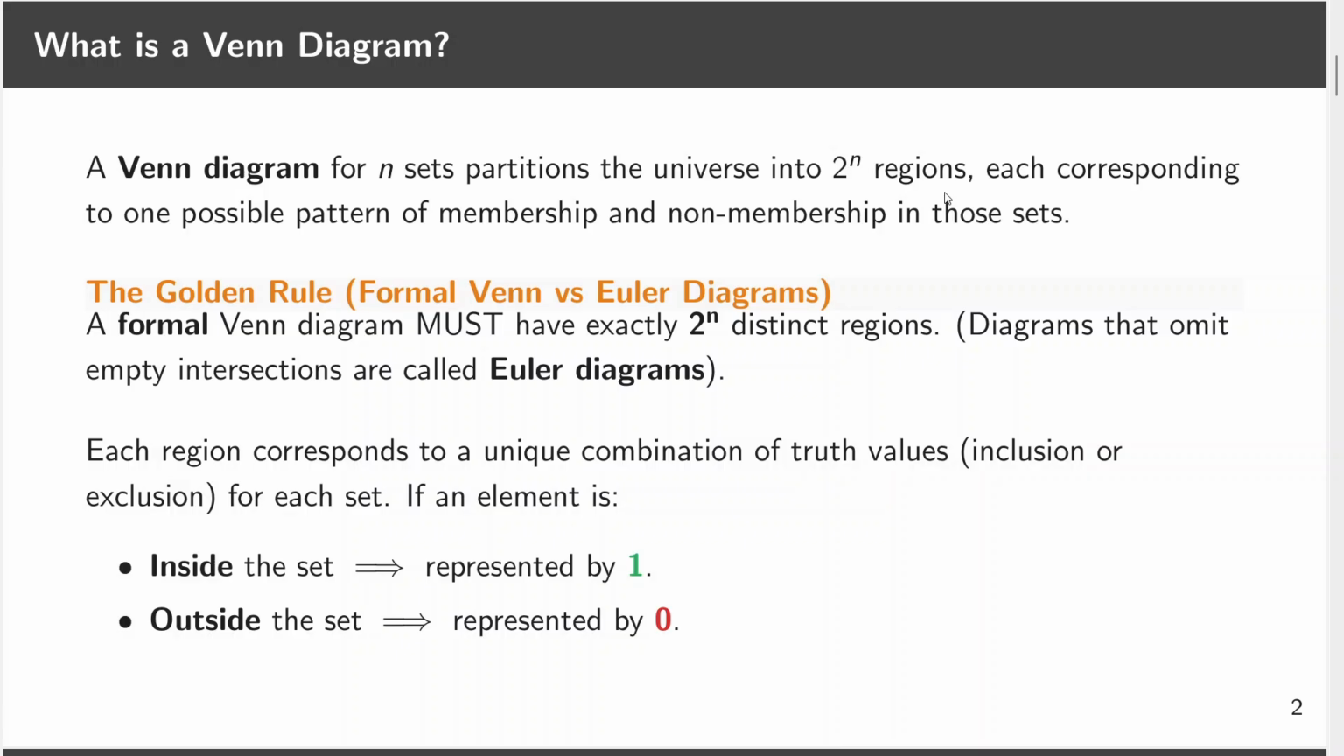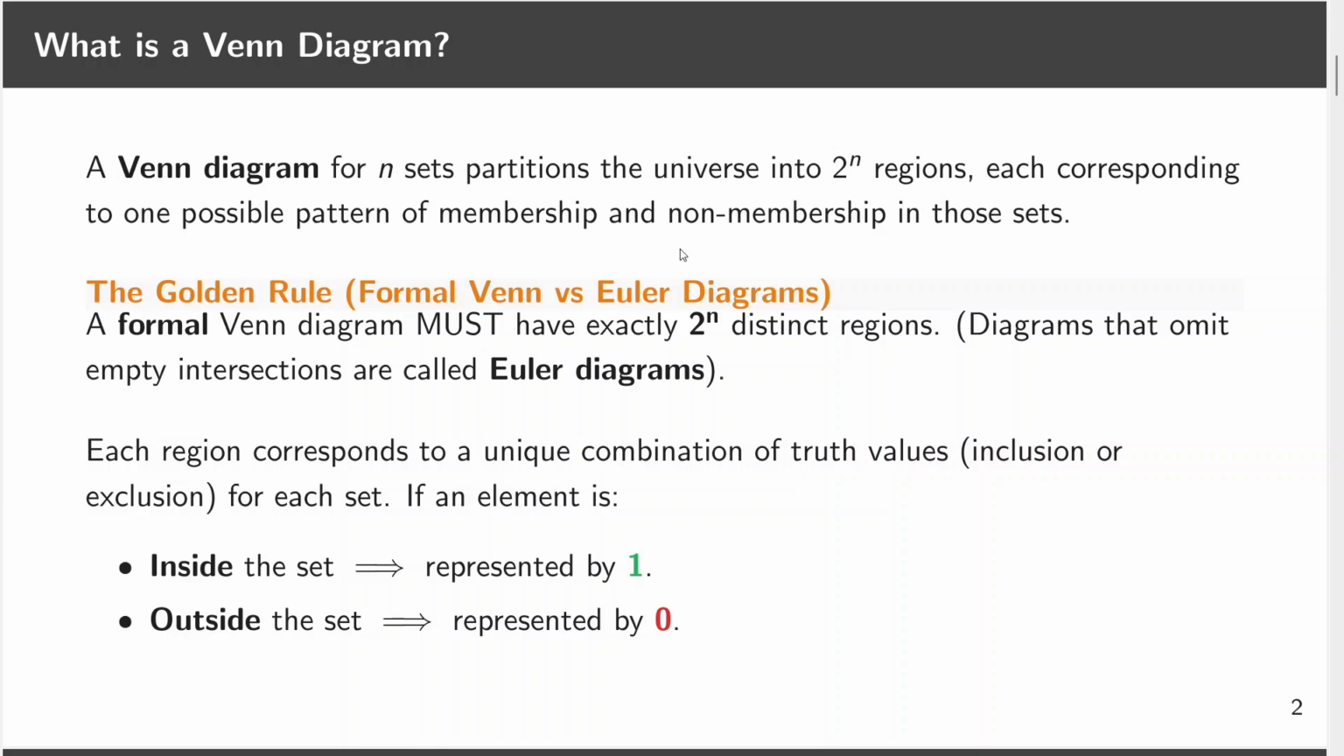And each of those regions corresponds to one possible pattern of membership and non-membership. What does that mean? It means that each region answers a specific combination of yes or no questions about belonging to the sets. Is this element inside set A? Is it inside set B? Every possible combination of yes and no answers gets its own dedicated region in the diagram. That is the beauty of a Venn diagram. It's exhaustive. Nothing gets left out.